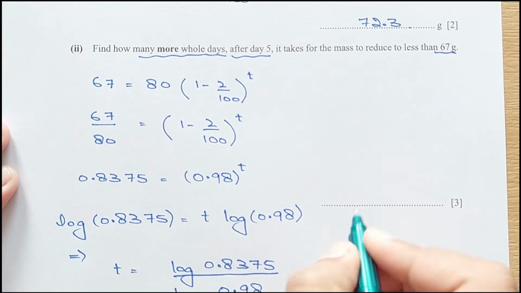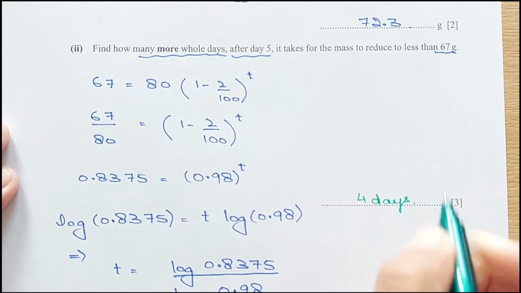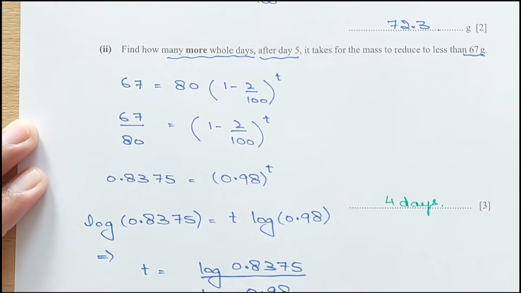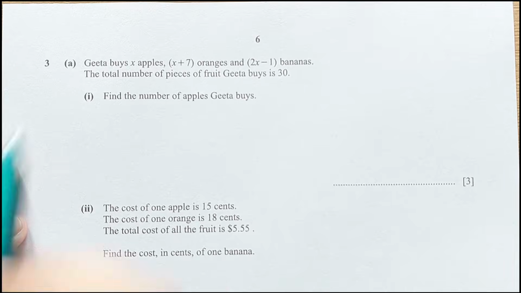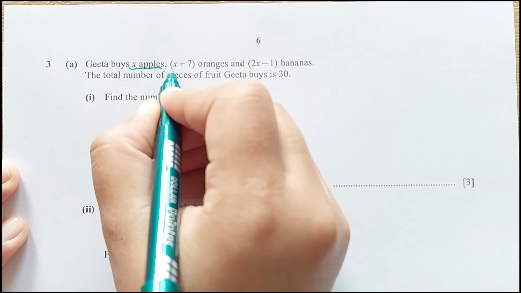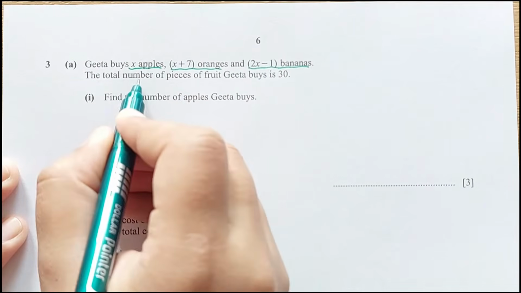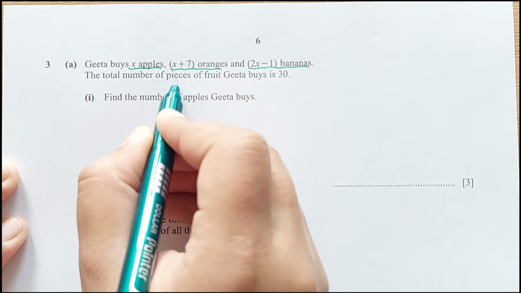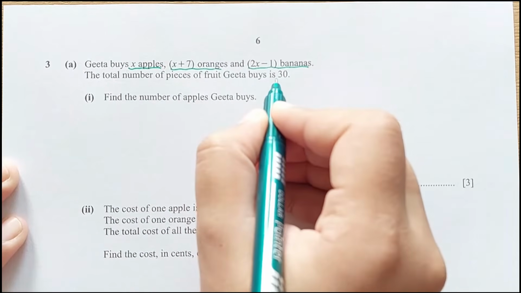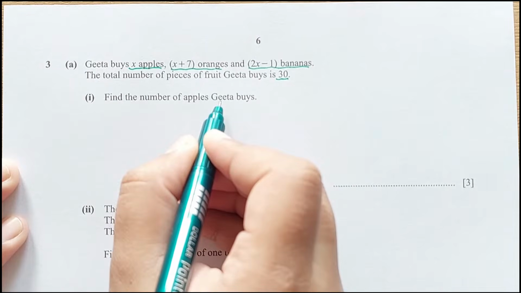So 4 more days after 5 days it will take for the mass to reduce to less than 67 grams. Question number 3, A part. Geeta buys X apples, X plus 7 oranges, and 2X minus 1 bananas. The total number of pieces of fruit Geeta buys is 30. Part 1. Find the number of apples Geeta buys.